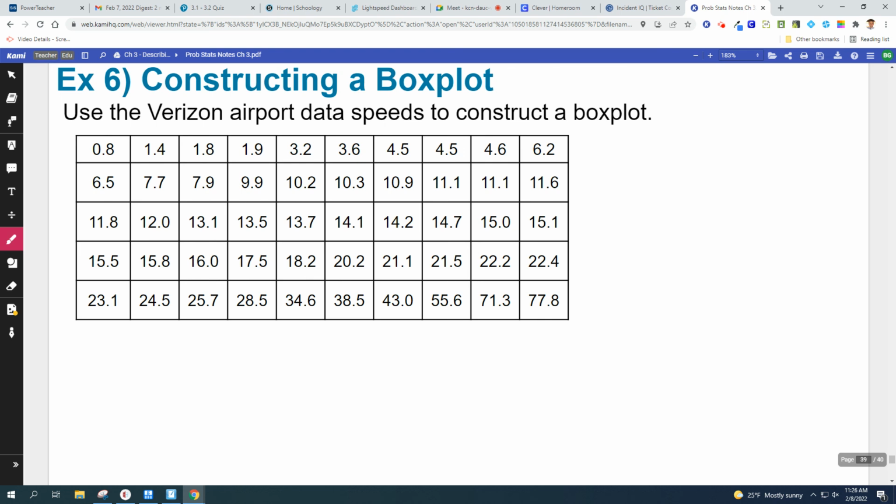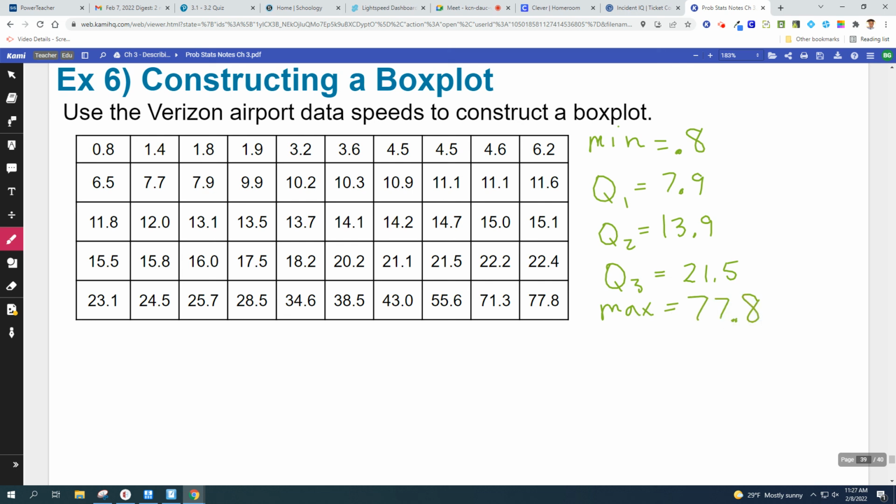Okay, so example 6 says construct a box plot. Well, these are the same numbers as what we had before. The minimum was 0.8, Q1 was 7.9, Q2 was 13.9, Q3 was 21.5, and your maximum was 77.8. So we already did our 5-number summary, so we've already got those 5 numbers. We need to draw a picture of it.